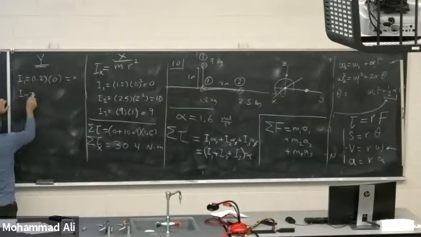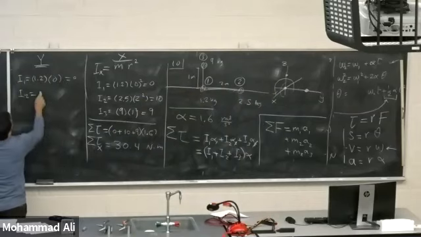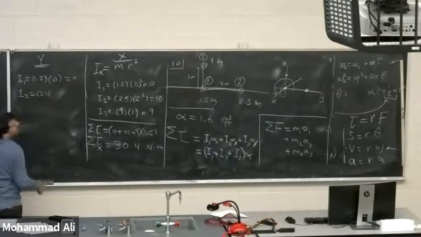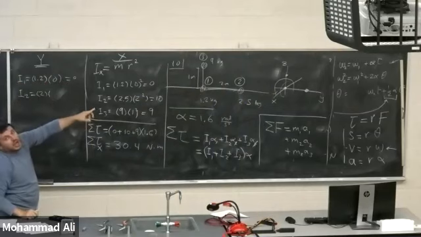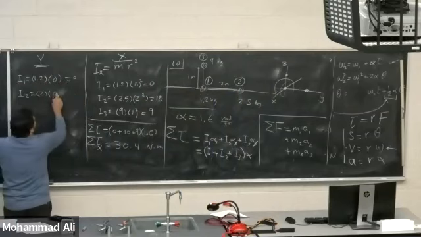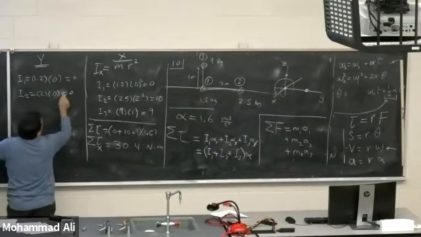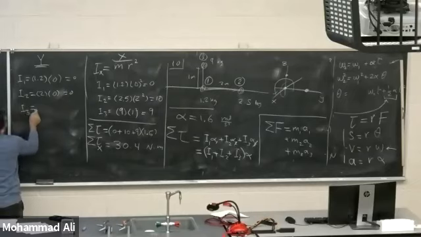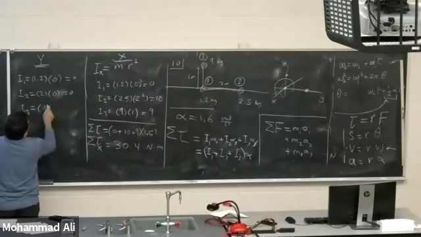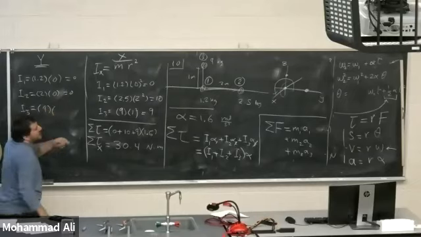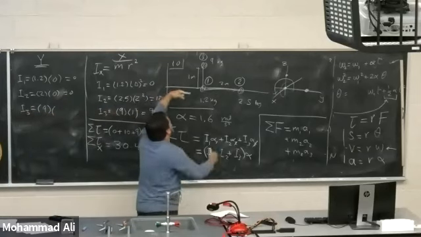What about I2? The mass is 2.5 kilograms. The second mass lies on y. So its distance from y is 0. What about I3? It is 9 kilograms and its distance of rotation about y is 1 meter, like this.